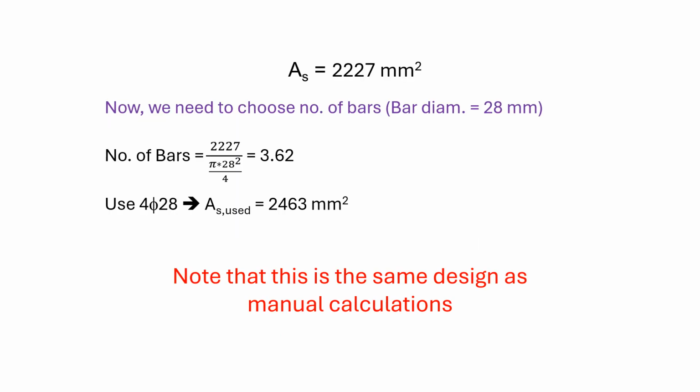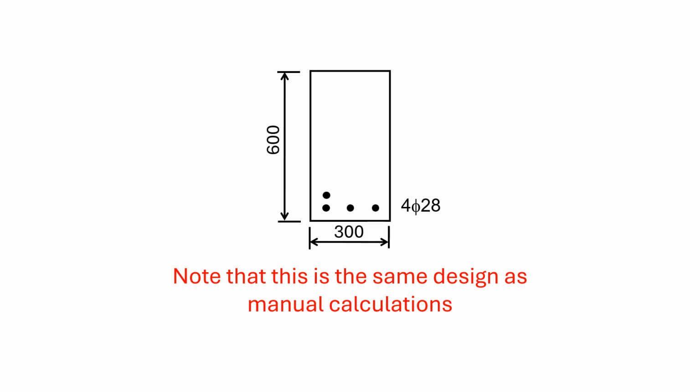As you can see what I did, I took the area steel that the program calculated, and then I'm using bar diameter 28. So I am calculating how many bars I need. I found that I need 4 phi 28. And as you can see, this is the exact same design as the manual calculations. You just need to draw your section. Here you have the section considering the designs that you got from the program.